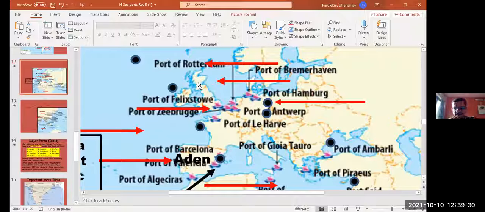Bremerhaven, which is in Germany. If you are into a shipping job dealing with car carriers or ro-ro ships, Bremerhaven is your heaven. I'm telling you, there is a lot of movement there. Hamburg, Germany. Then write Le Havre. Not Harvey, Harv, H-A-V-R-E. It's a French port.